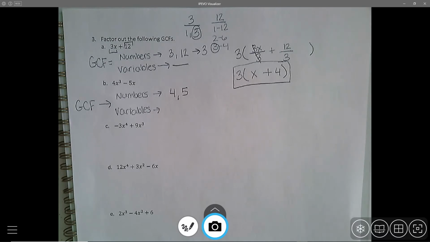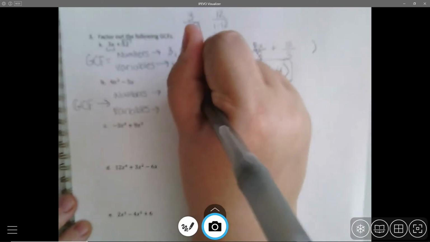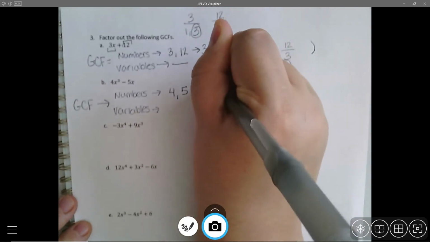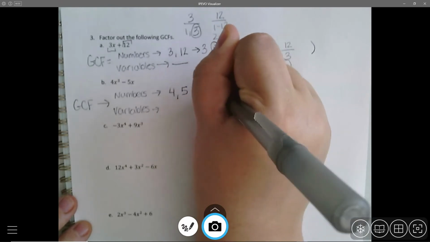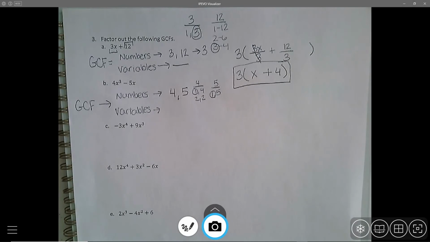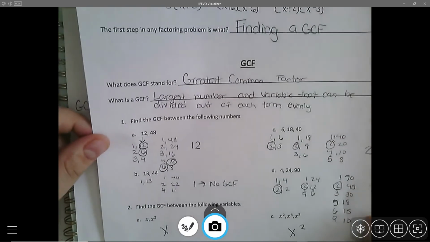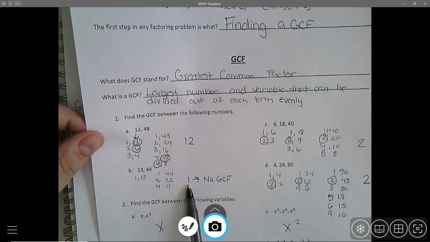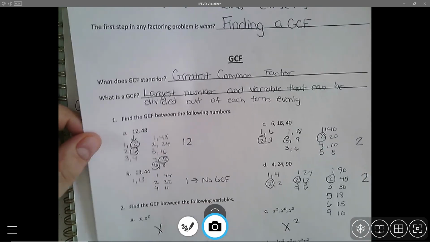First off, 4 and 5 have no GCF. That's because, remember, the factors of 4 are 1, 4, and 2 and 2. Factors of 5 are 1 and 5. The only number they share in common is 1. And remember, in the front, when we were looking at 13 and 44, if the answer is 1, they have no GCF.